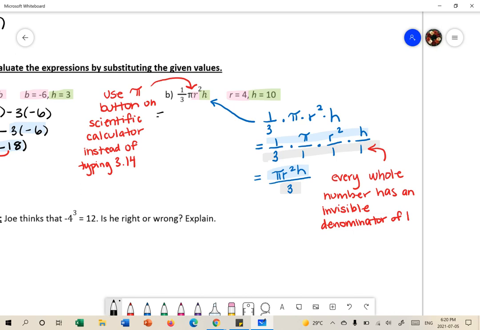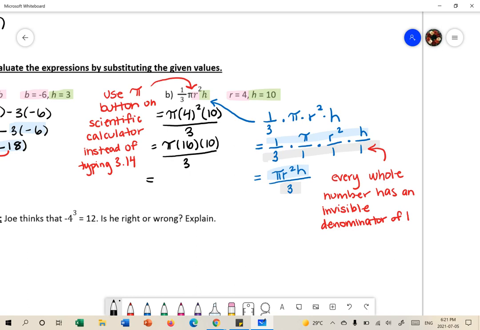So now, when I'm going to sub in my values into my new presentation, my numerator is going to be pi times 4 squared times 10, all divided by 3. I'm going to simplify my numerator. So pi will stay the same. 4 squared will simplify to 16 times 10 divided by 3. And then this is all multiplication in my numerator.